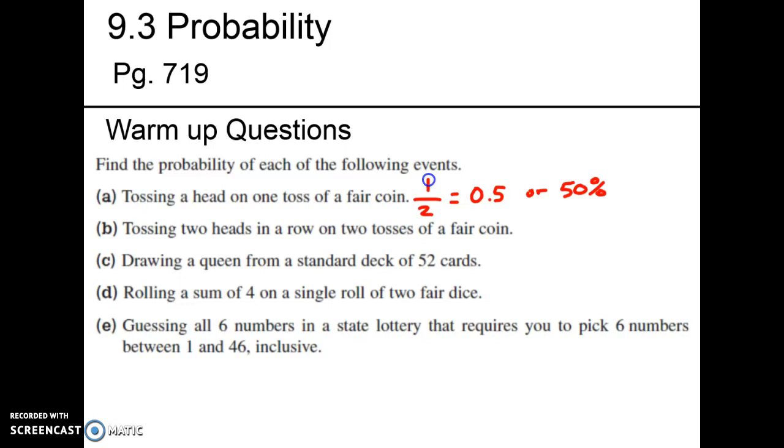Next one is tossing two heads in a row on two tosses of a fair coin. This one might take a little bit more explanation. So two heads in a row, that would be heads, heads. We have to also talk about the other options though. You could have tails, tails, and then you could have tails, heads, or you could have heads, tails. So there's four different options. We're just talking about that one right there. So that would be 1/4 or 0.25 or 25%.